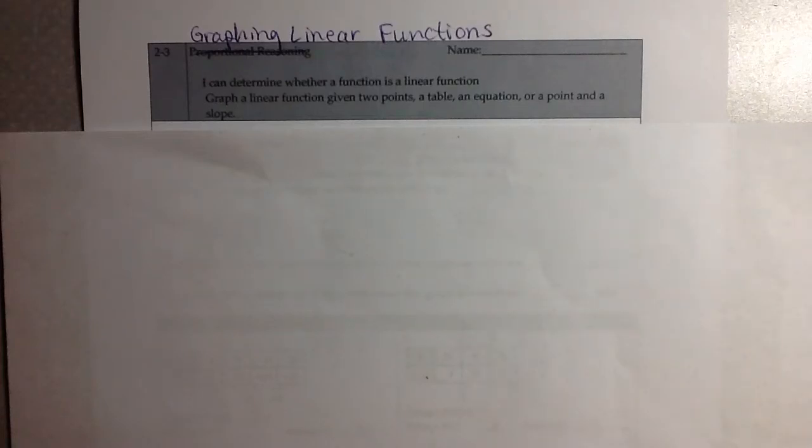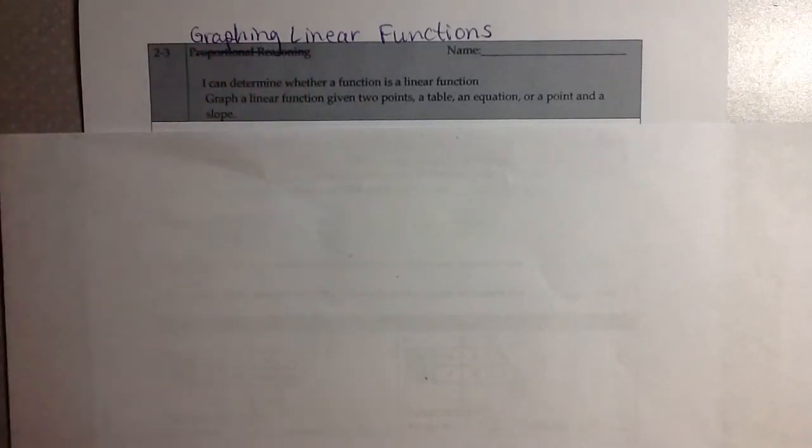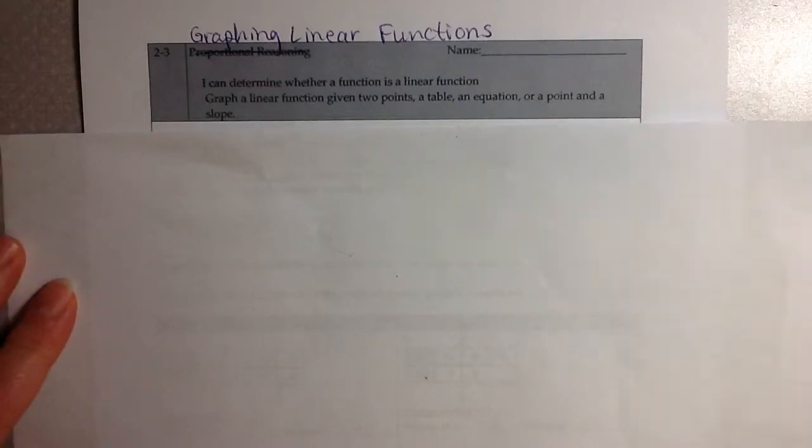Today you're going to look at section 2.3, and I just need you to change the "proportional reasoning" from 2.2, so just change that to say "graphing linear functions." And you need to be able to determine whether a function is a linear function, and to be able to graph a linear function given 2 points, a table, an equation, or a point and a slope.